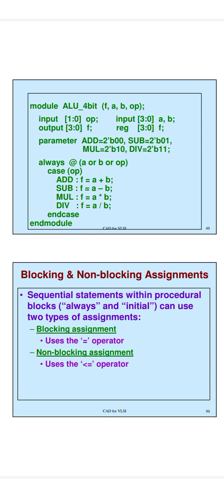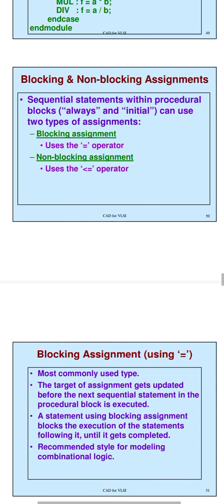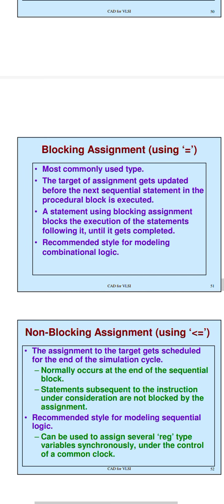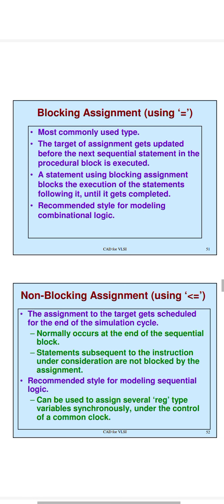The blocking assignments use only the equal operator, and the non-blocking assignments use only the less-than-or-equal operator. The blocking assignments, using the equal operator, mean the statements are executed in the order they are specified in the sequential blocks. These blocking assignments will not block execution of statements that follow in the parallel blocks.